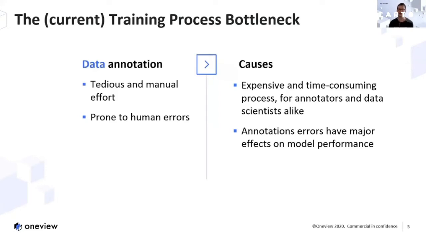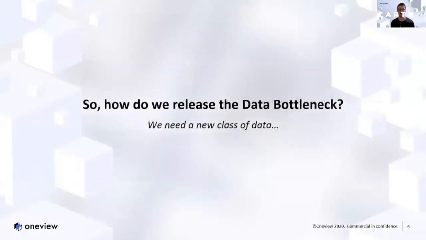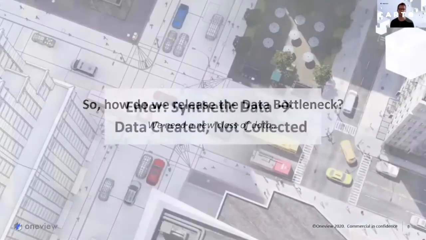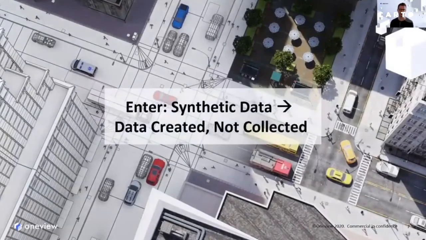And those mistakes translate directly into poor results of your machine learning model performance. So I hope that by now I've convinced you that indeed we have an issue here, and this is a true pain, and we have a data issue more precisely. So how can we solve this data issue? We believe the solution comes from a new type of data, or more precisely, synthetic data.